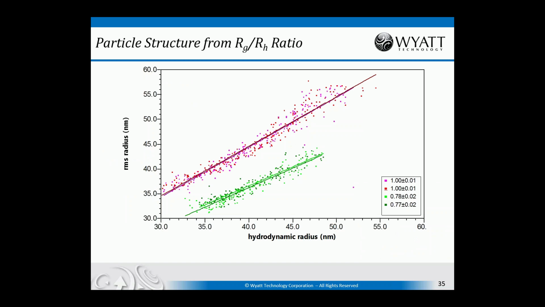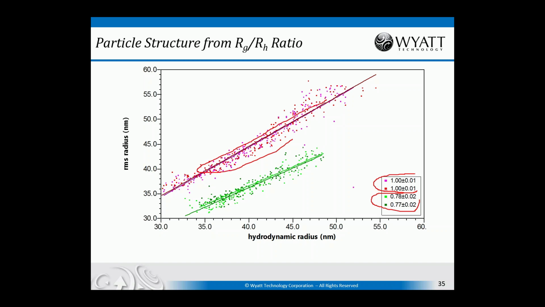And if we plot those in terms of RMS radius versus hydrodynamic radius for the two populations, we can see that the red population, which is the empty liposomes, falls in a line with a slope of exactly 1, and this tells us that they are in fact empty, whereas those that are filled fall in a line with a slope of 0.77, which matches the theoretical value for a filled sphere. So we have nice discrimination between them.